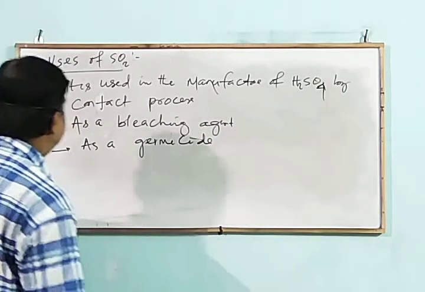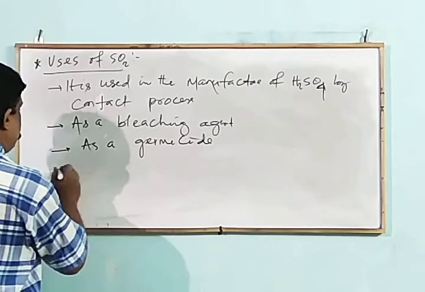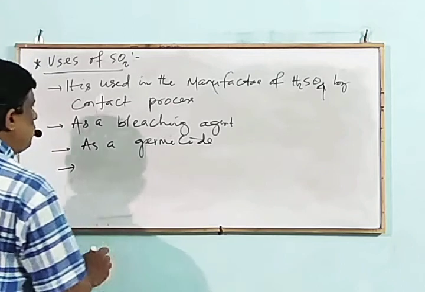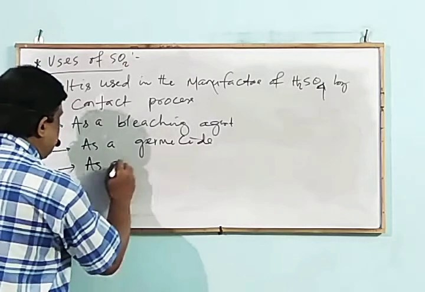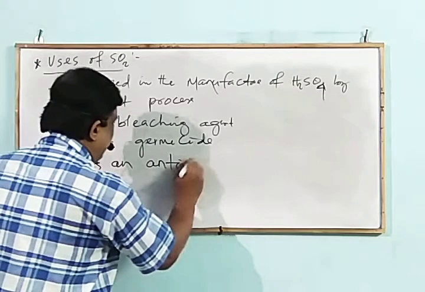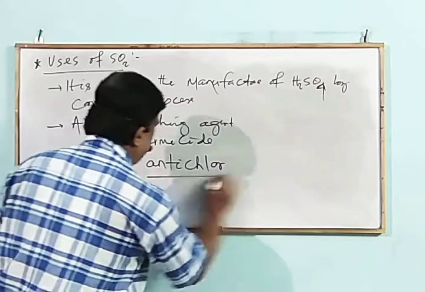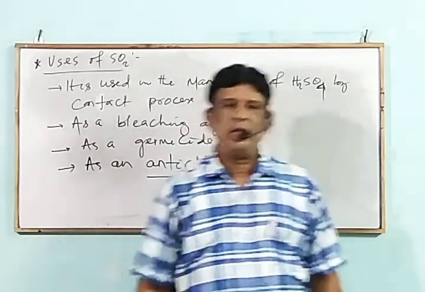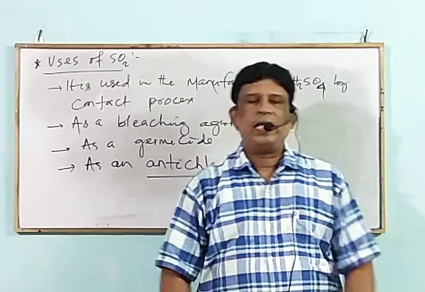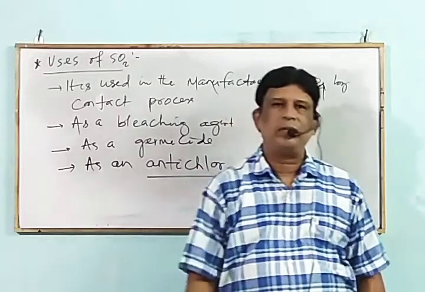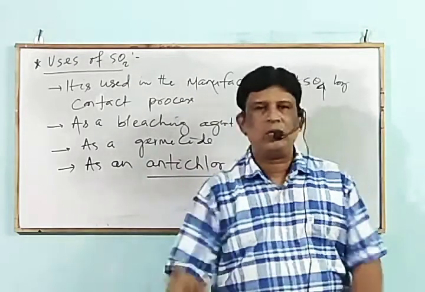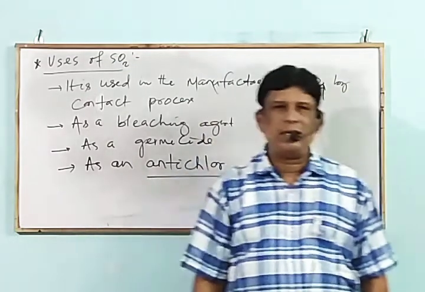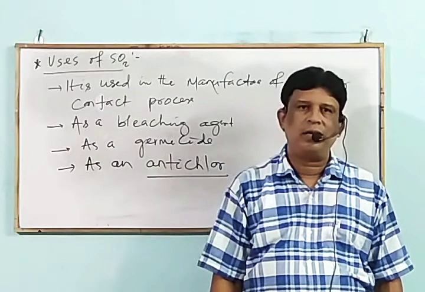Next, it is used as an anti-chlor. This is a very, very important one. What do you mean by anti-chlor? That means during chlorination, if excess chlorine is there, then sulfur dioxide is used to remove the excess chlorine. These are some uses of sulfur dioxide.